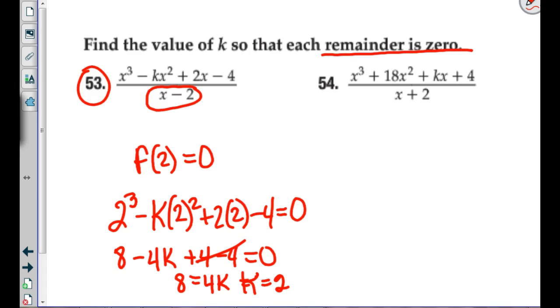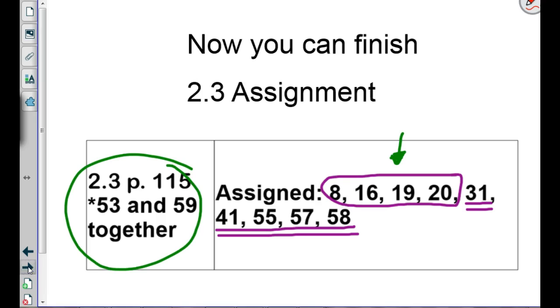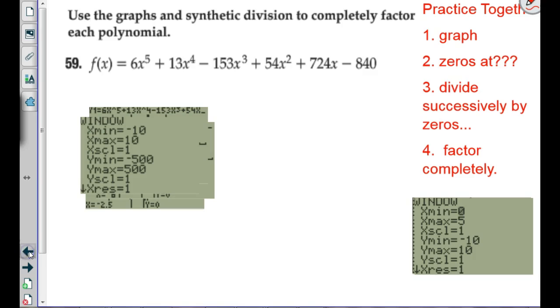Do you have to do another one of those? Yeah, 55 maybe is like that. Okay. Now we're going to try 59. This is like several problems on the homework, only this one's miserable and the ones on the homework are easier than this. So if we can do the miserable one together, you can do the easier ones. Got it? So the question says, use the graph and synthetic division to completely factor this polynomial.